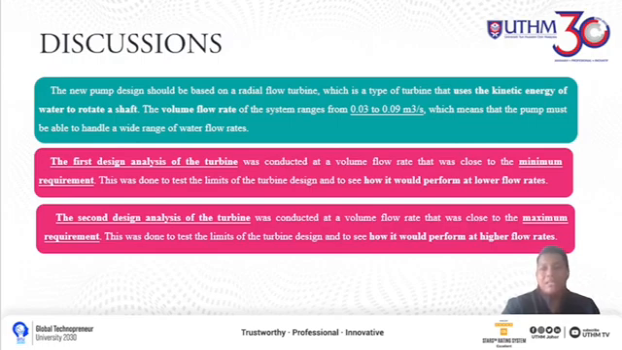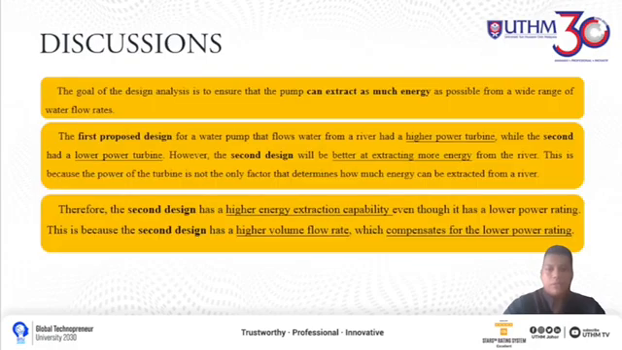However, the second design analysis of the turbine was conducted at the volume flow rate that was close to the maximum requirement. This is to see how it would perform at a higher flow rate. So the goal of the design is to ensure the pump can extract as much energy as possible from a wide range of water flow rates. The first proposed design for the water pump from the river had a higher power turbine, while the second had a lower power turbine. However, the second design will be better at extracting more energy.